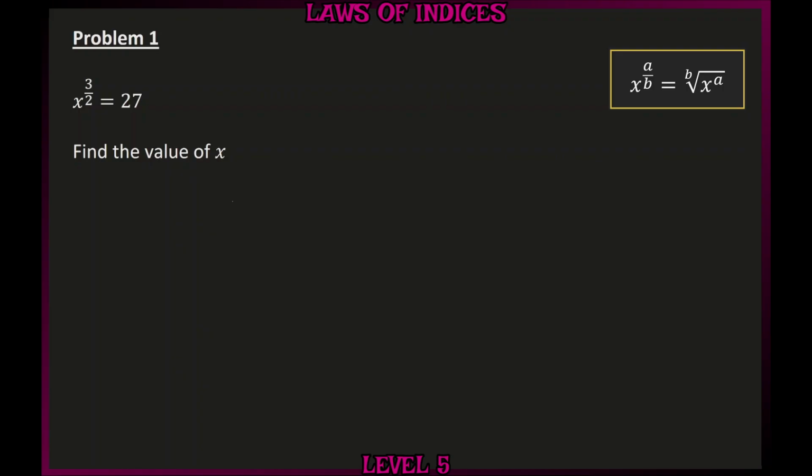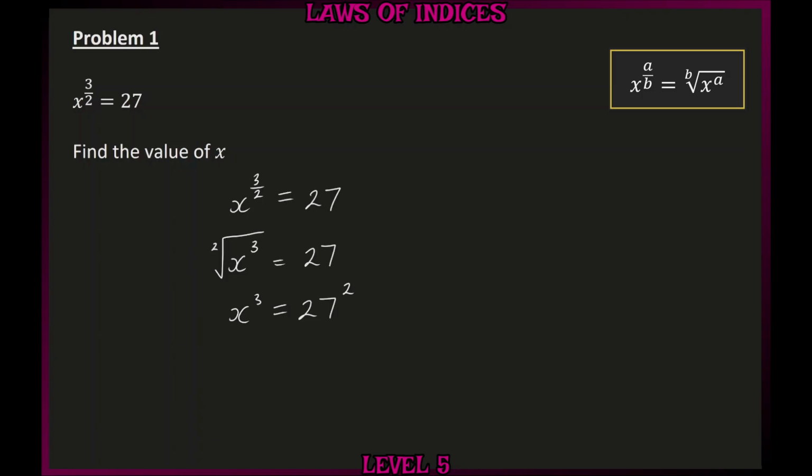So this means that x to the power of 3 over 2 is equal to 27 can be rewritten as the square root of x to the power of 3 is equal to 27. Looking at the left-hand side of this equation, we can remove the square root by squaring both sides. And if we do this, we have x cubed is equal to 27 squared.